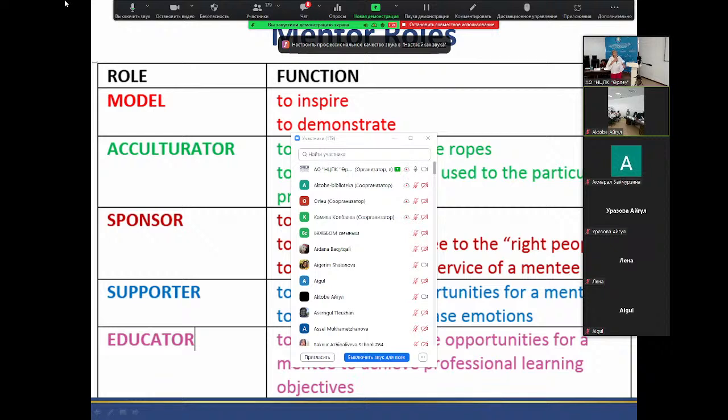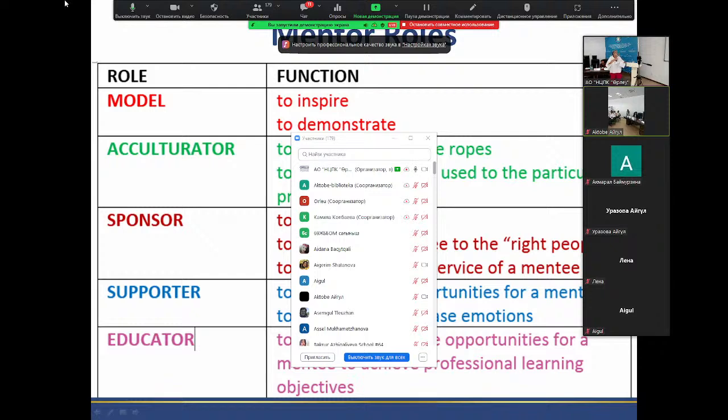Then sponsor, to open any door. Then to introduce a mentee to the right people, to use power in the service of a mentee. And really, when novices come to the school, we tell them, okay, this is my principal, who is responsible for methodological work in our school. Please do this and this. Okay, this is the president of Teachers Association. You need to make contacts and to be in touch, and so on and so forth. Then to use power in the service of a mentee.